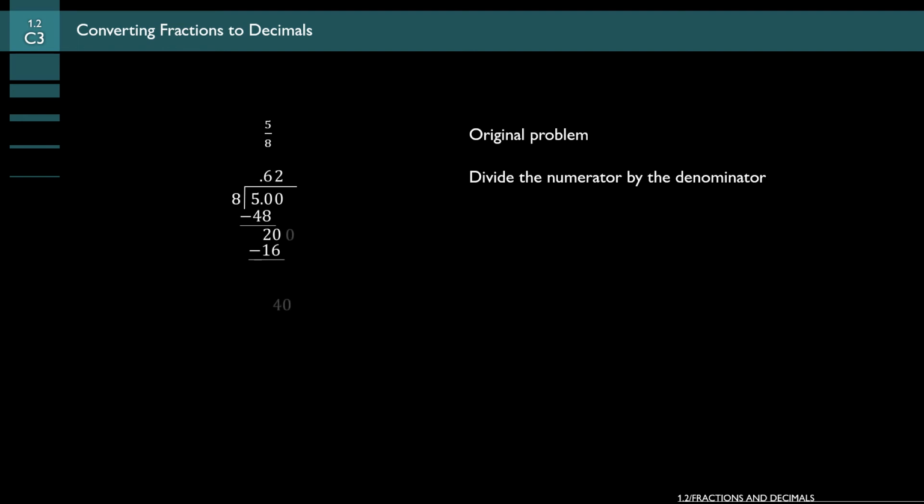So you should remember how to do long division. Since 8 doesn't go into 5, we're going to have to put in a decimal point and add on a 0. And you just work your way through this problem until you get to the solution, which is going to be 0.625.